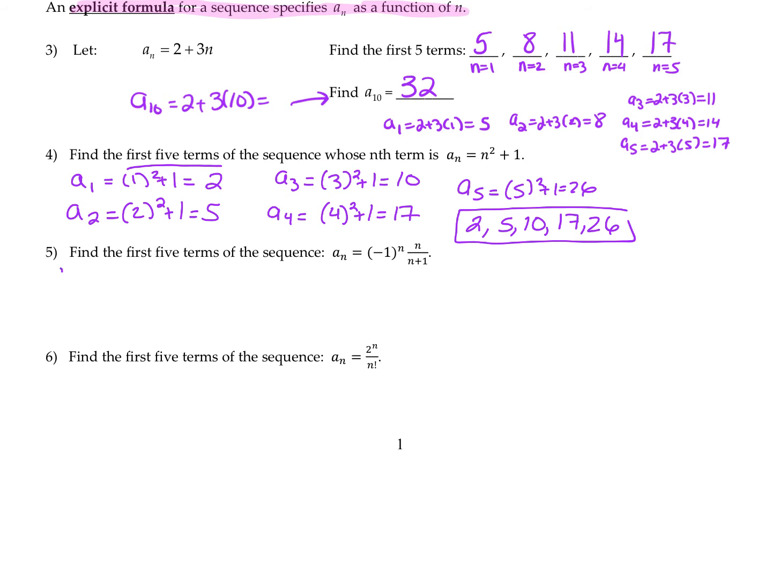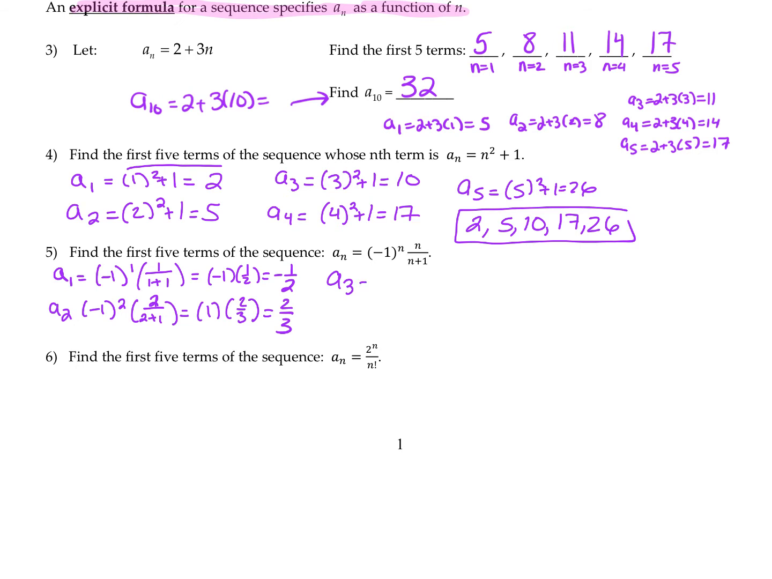All right, similarly, we're going to do the same thing here. So A1 would equal -1 to the first, and then 1 over 1 plus 1. So this would be -1 times 1/2, so it'd be -1/2. A2 is negative 1 squared, 2 over 2 plus 1. So it's positive 1 times 2/3, so it'd be 2/3. A3, so we have negative 1 times 3/4, so it'd be negative 3/4.